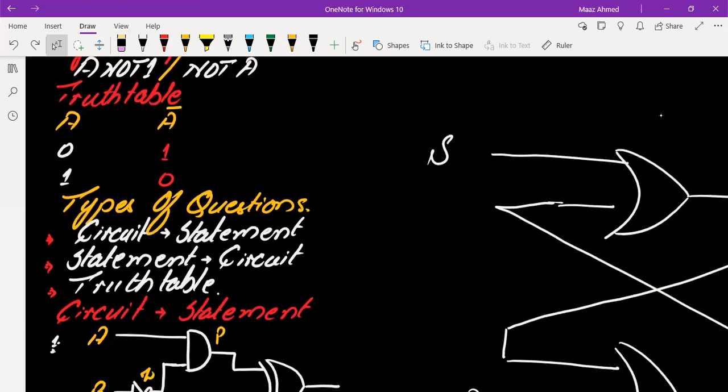Now we're coming towards the types of the questions. So we do have 3 types of questions that are given to us over here. Circuit to statement. You will be given a circuit and you need to write up the statement. Statement to circuit, mostly we will be getting this one. You will be given a statement and you need to draw the circuit out of it. And truth table is a sort of mandatory, but not mandatory. Completely not mandatory. But most of the times you will experience that you will be getting a question for it.